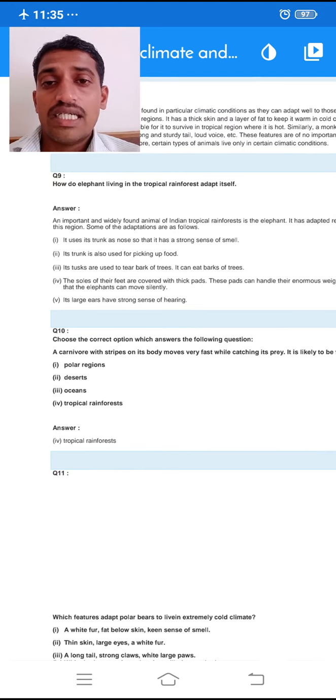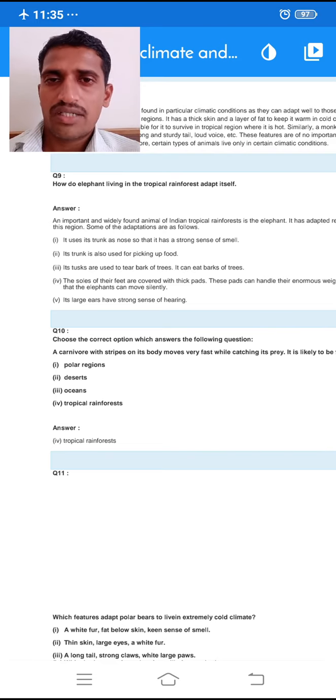And next, its large ears have a strong sense of hearing. You have all seen in movies or naturally, look at its ears, they are so long, and they are very useful for the sense of hearing. Even a minute sound they can hear from a long distance.